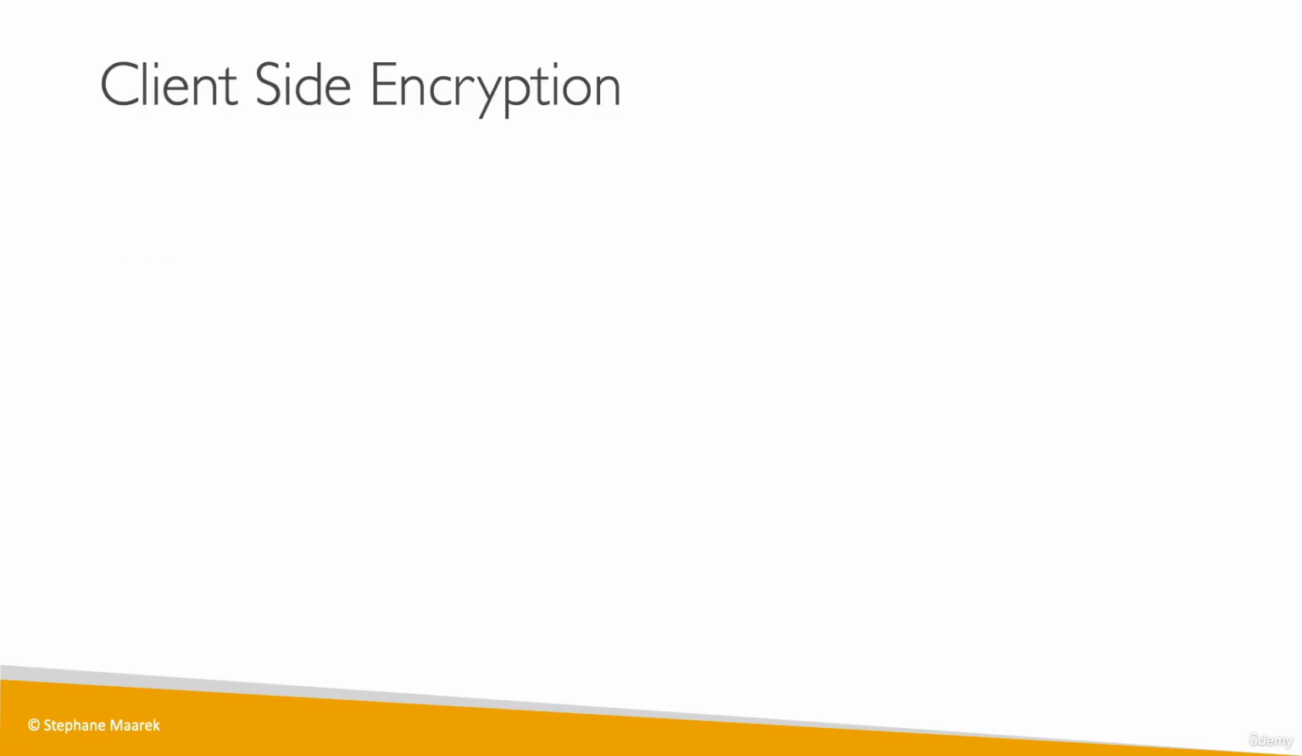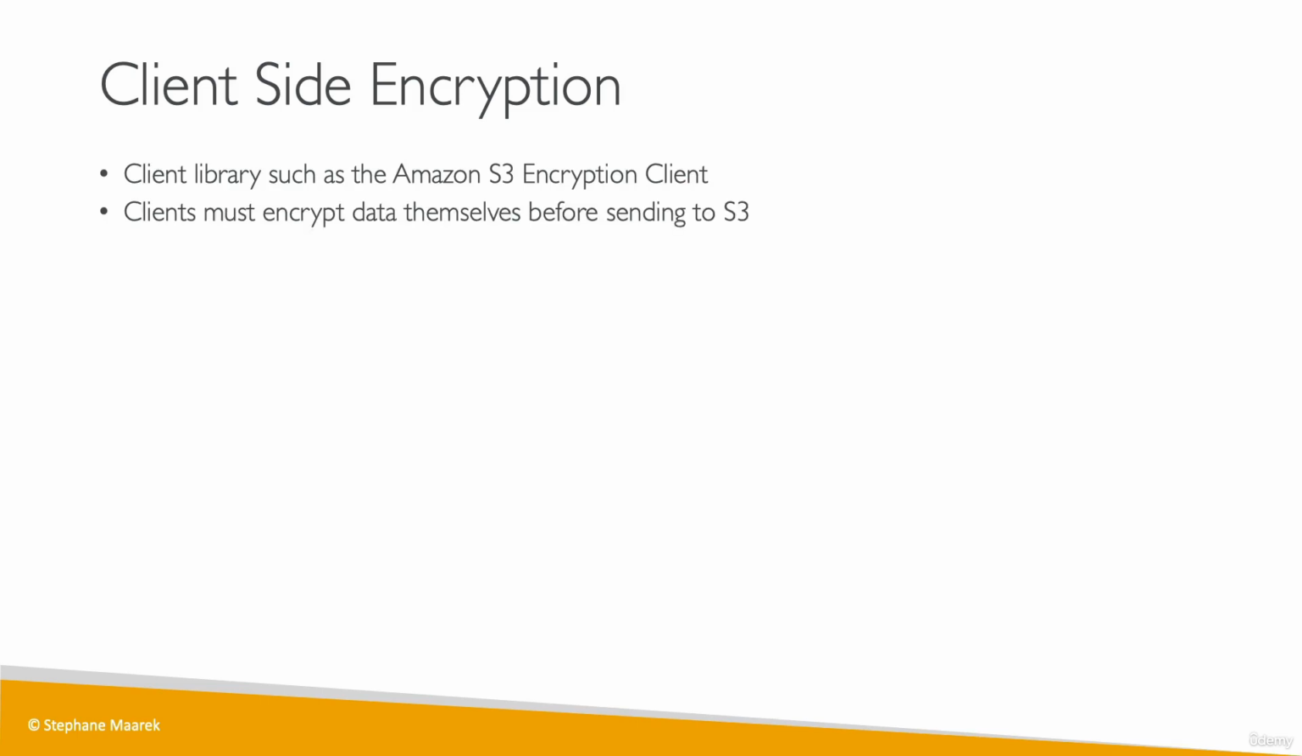Okay, and then finally, client-side encryption. So it is when you, the client, encrypt the object before uploading it into Amazon S3. Some client libraries can help you do this. For example, the Amazon S3 encryption client is a way to perform that client-side encryption. And as I said, clients must encrypt the data before sending it to S3.